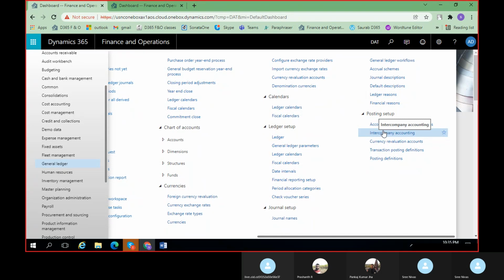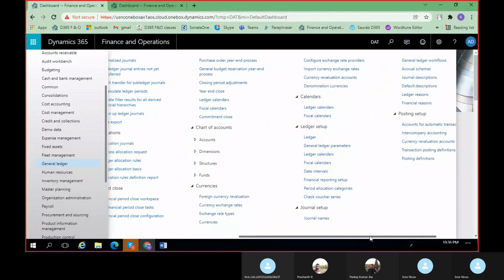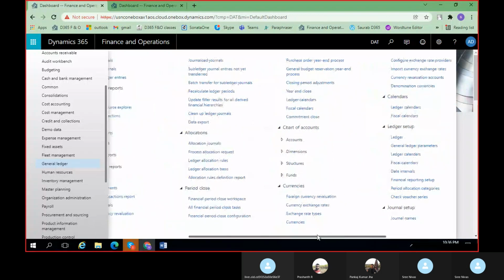Even though it might be your internal company, as per the statutory reports we are supposed to maintain the records, or transactions, company wise. So those configurations will be done under intercompany accounting. This is also a separate topic that we will discuss later. Currency revaluation accounts, we have already discussed somewhere. Then the transaction posting definitions. All these topics, mostly used by clients as per the requirement, we'll be discussing topic wise.